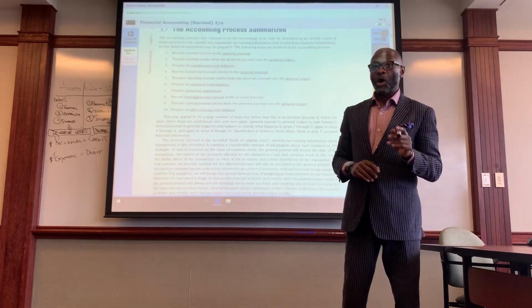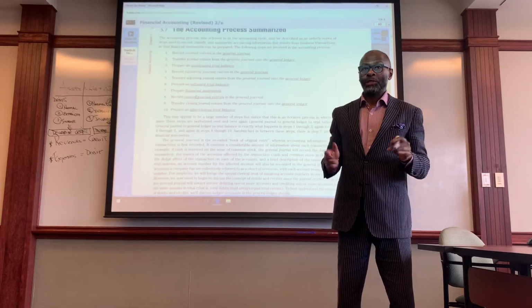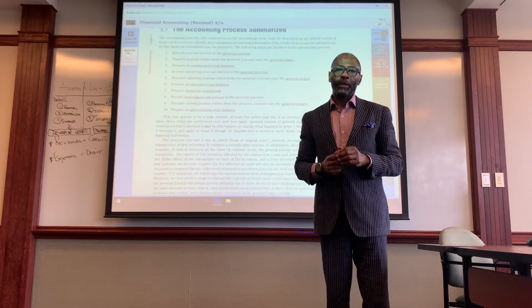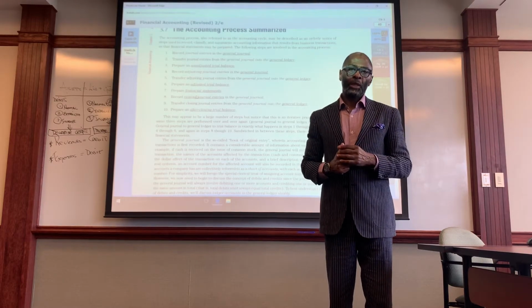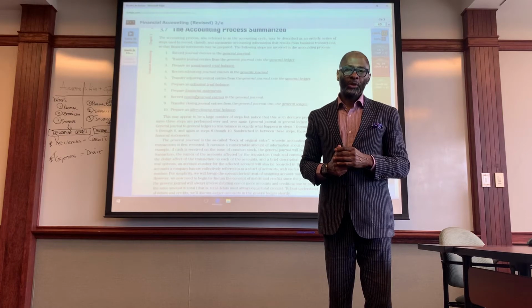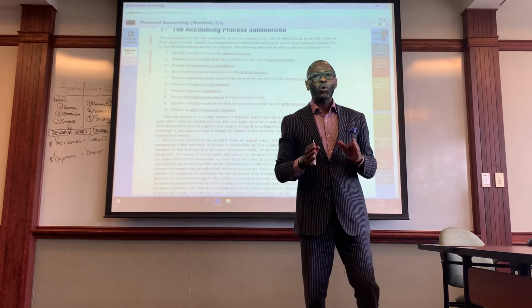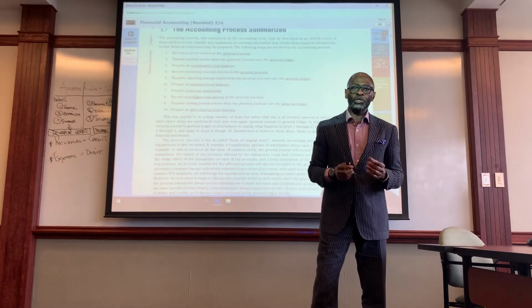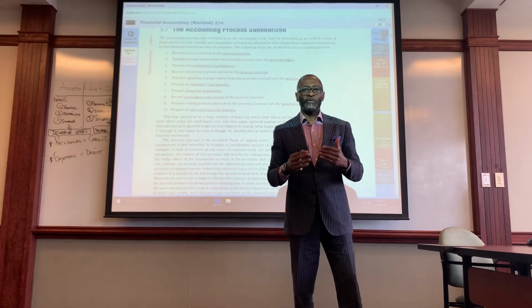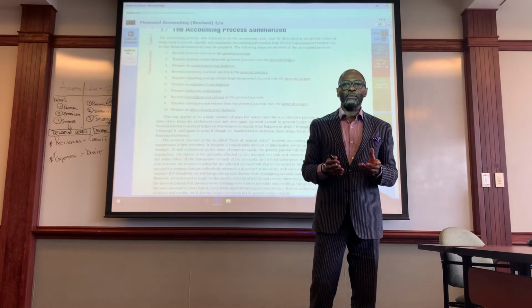Adjusting entries are recorded as transactions, and guess where they are recorded? In the original book of entry. What is that? The General Journal. Adjusting entries are recorded in the General Journal to record adjustments to accounts that have been affected for the period of time that we're reporting on.